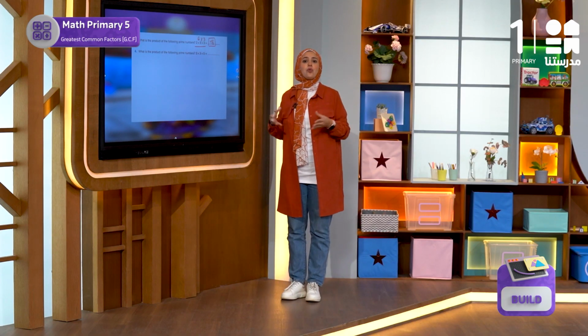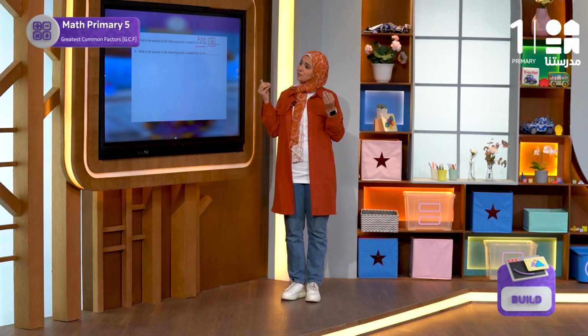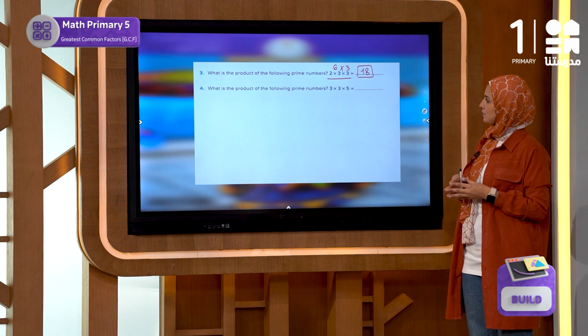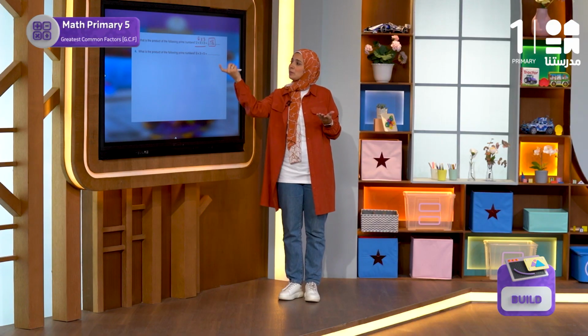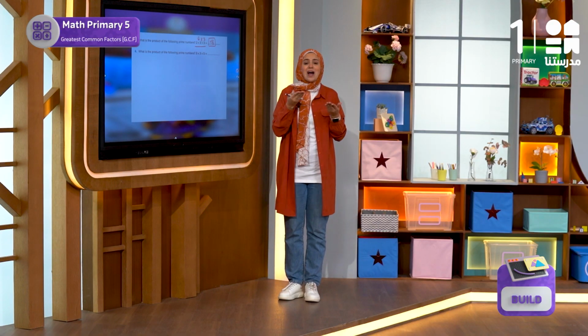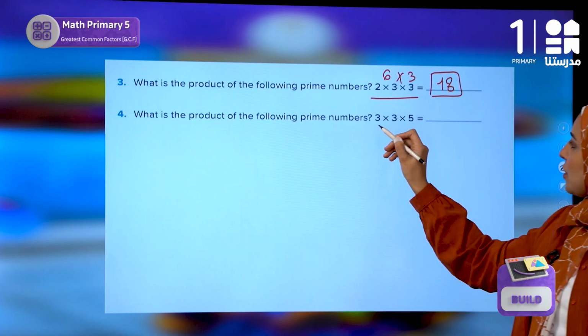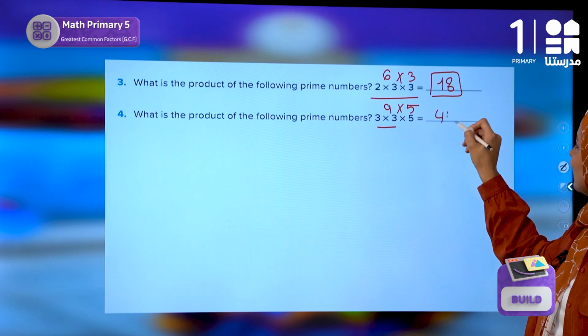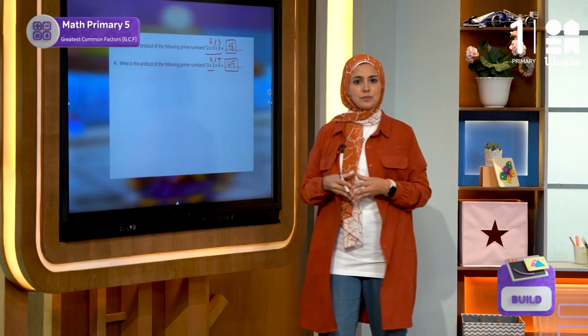Now for question 4, let's check the same method. What is the product of the following prime numbers? So again, I'm giving the decomposition and I'm asked for the numbers. So I will multiply the numbers. 3 by 3, this is 9, times 5, I get 45.